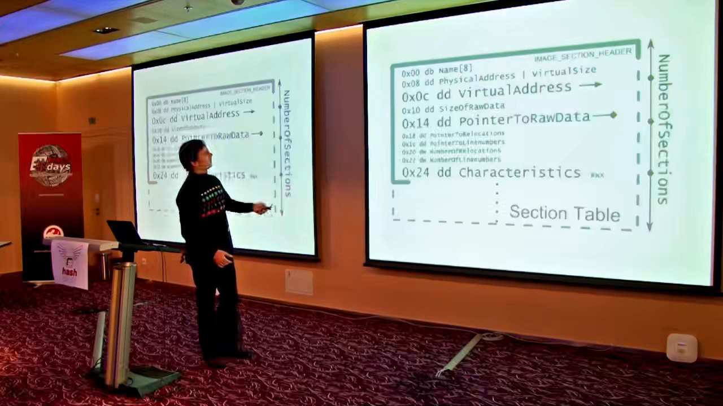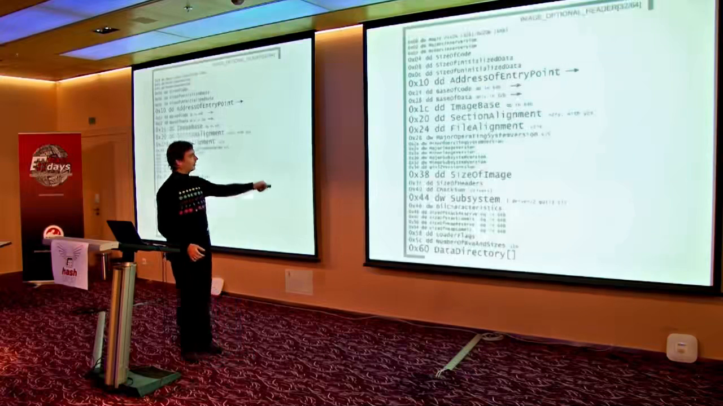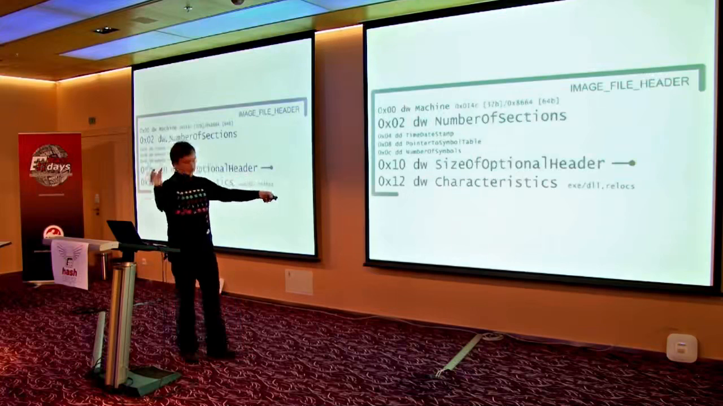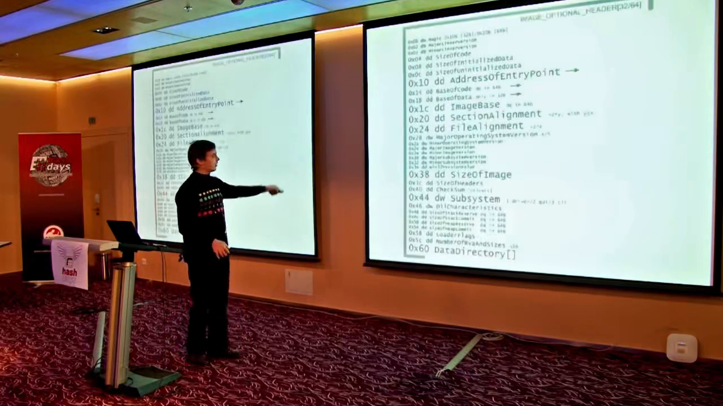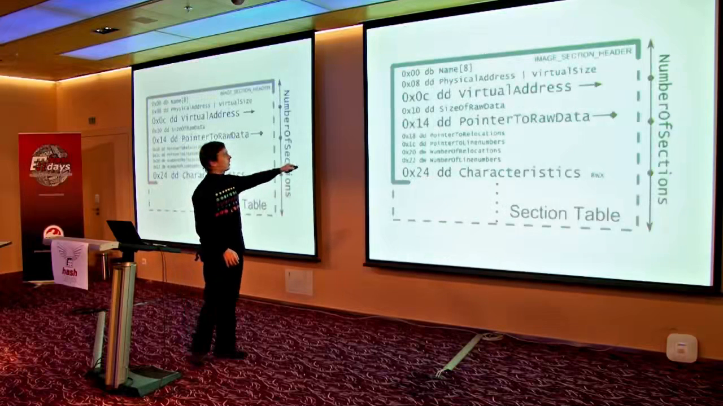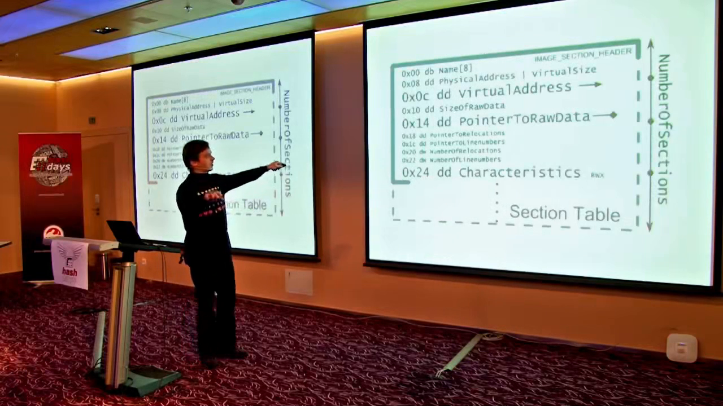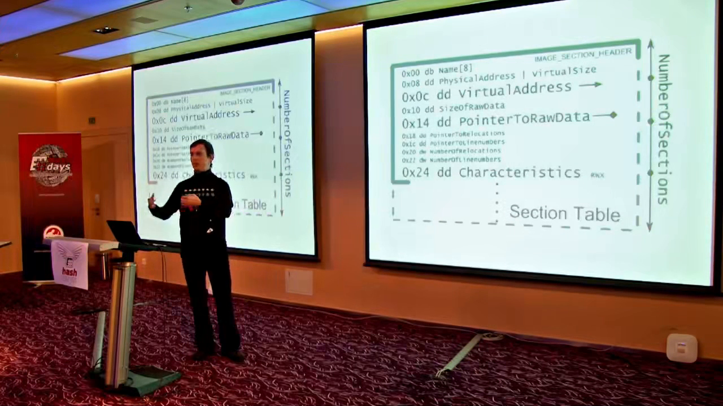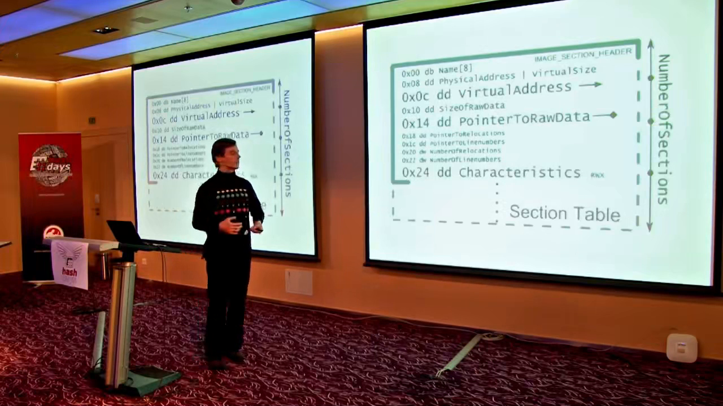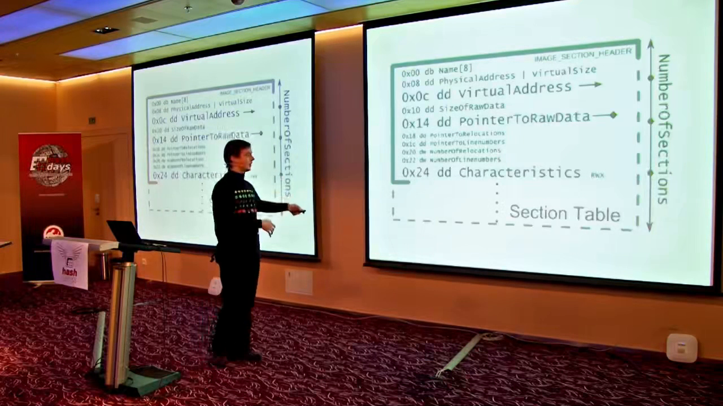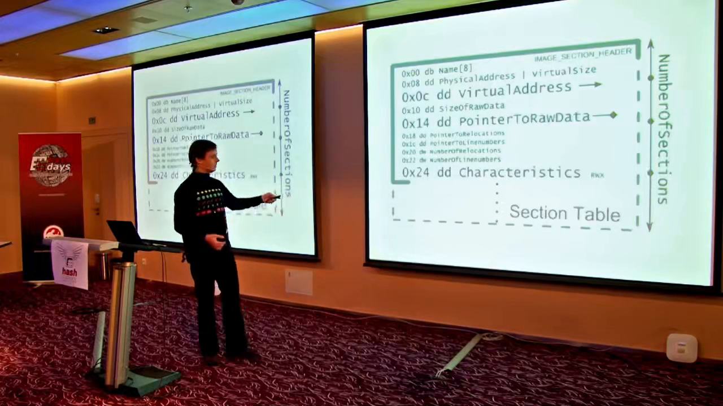So first, the sections. After that, you have the number of sections here. Size of optional header will say where the section table is located. So just following that, pointed to by size of optional header, is the section table. More importantly, the section says which part of the file will be loaded in memory and with which attributes, like is it writable, is it executable. Virtual address is where it will be loaded. Pointer to raw data means where it is in the file as an offset. Characteristics means is it readable, writable, executable.